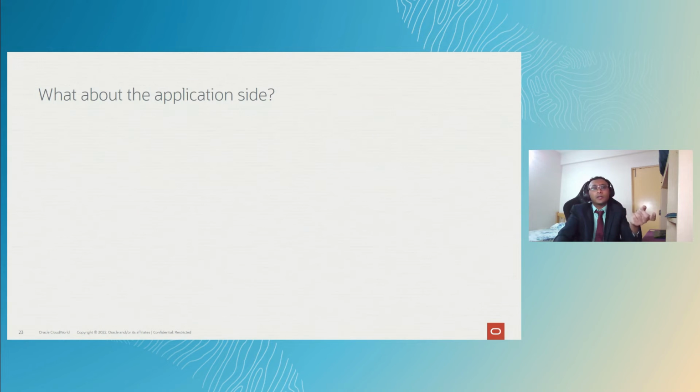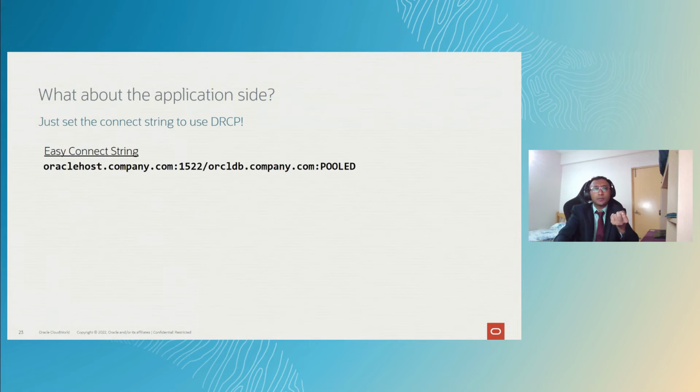Now, we have talked about the DRCP settings on the database side. Now, what about the application side? On the application side, once everything is set on the database side, you just need to set the connect string to use DRCP. You can set the connect string using the EZ connect string that you probably know. So you can set the :pooled string at the end of the database service name to ensure that the application connects through DRCP.